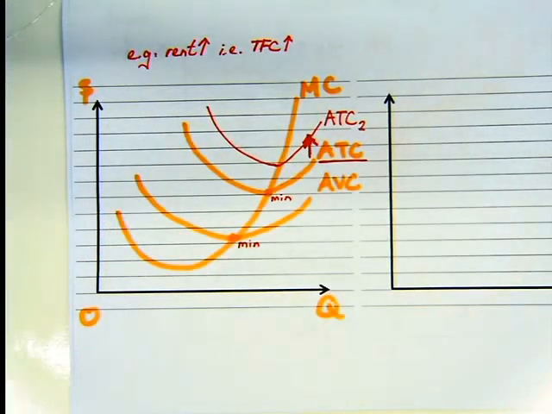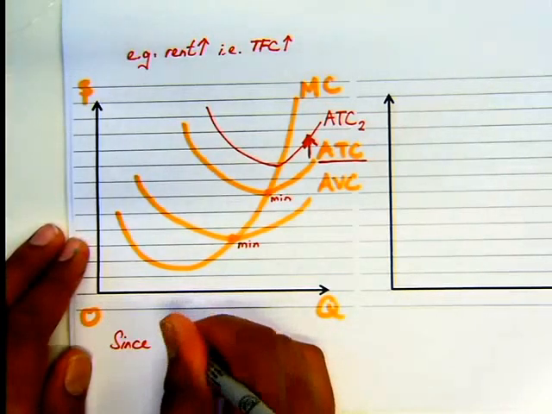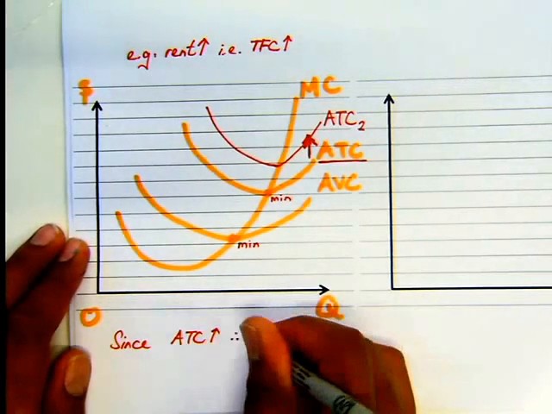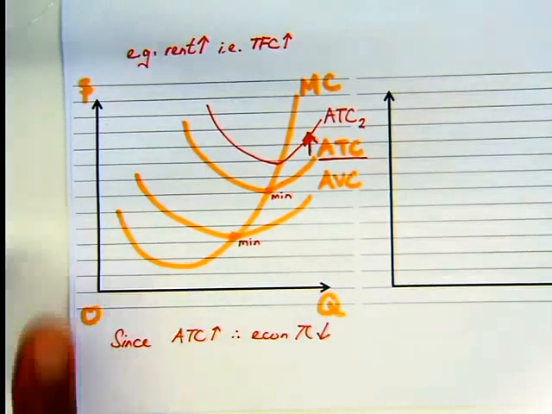And you can add a note. Therefore, the firm's profit will go down. Since ATC has gone up, therefore, economic profit will decrease.